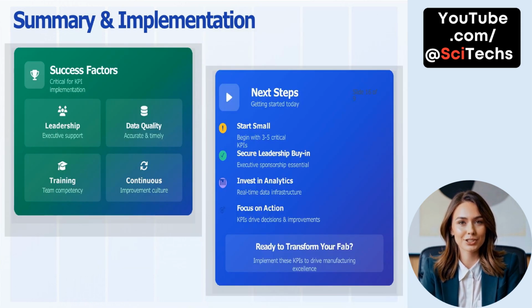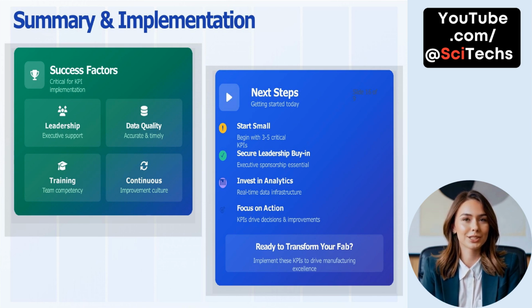Summary and implementation. Successful KPI implementation depends on a few critical success factors. First, strong leadership is essential. Executive sponsorship helps prioritize KPI initiatives and ensures follow-through. Second, data quality is a must. KPIs are only as useful as the accuracy and timeliness of the data that feeds them.